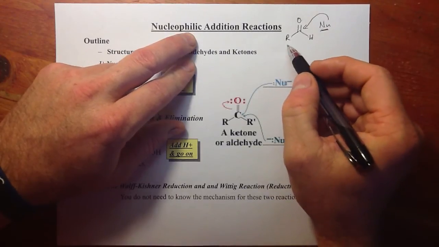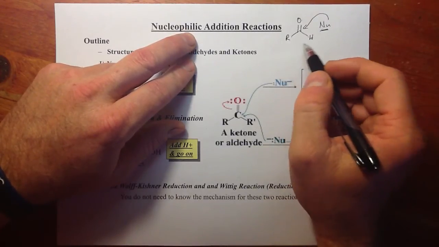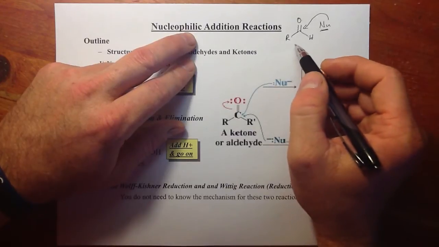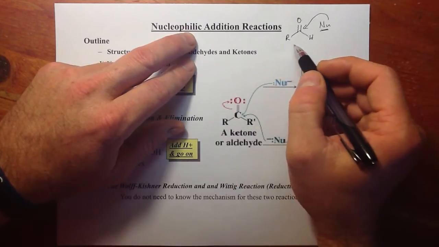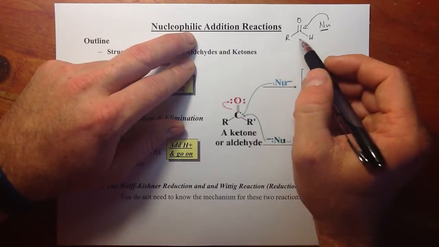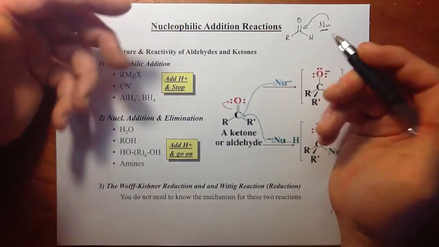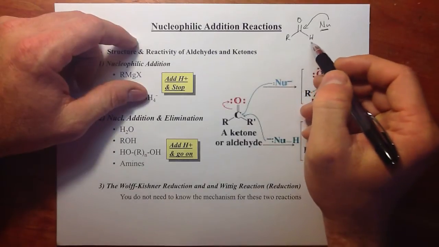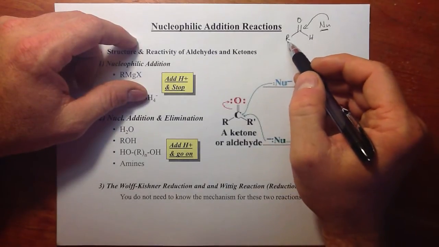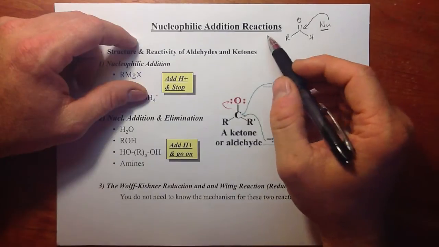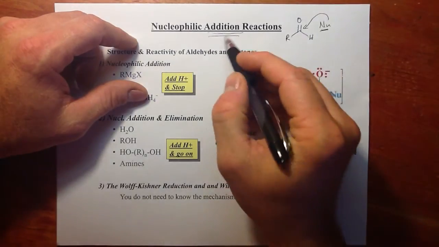If it's just an alkyl group or a hydrogen on both sides, it would be formaldehyde, but an alkyl group and an alkyl group, or an alkyl group and a hydrogen. In other words, if there's no leaving group, nothing that can be protonated, no halogen, just alkyl groups or hydrogens, then we have an addition reaction.